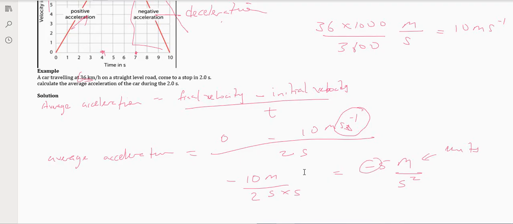Now we see the negative here. This negative is just giving us information in regards to the direction. Because remember, when you're dealing with vector quantities, a direction and a magnitude must come into play. The 5 is our magnitude, and the negative tells us that it is decelerating, right? Even though it says that the car is on a straight road, even if you're on a straight road, you can decelerate. You understand? So that is about it.